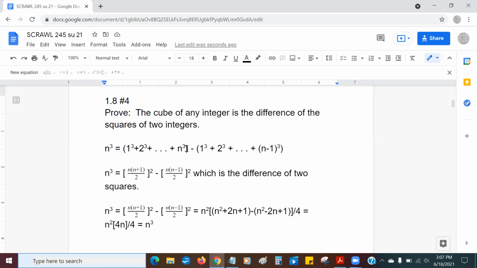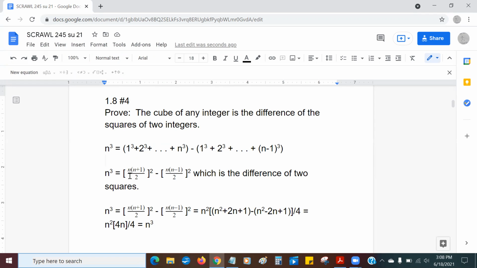So the sum of the first n cubes is equal to n times (n plus 1) over 2, squared. The other sum is n minus 1 numbers, so I put n minus 1 into the formula, and I get n times (n minus 1) over 2, squared.